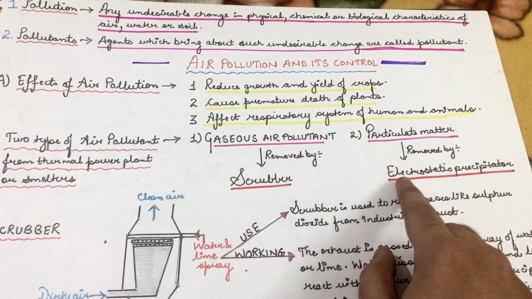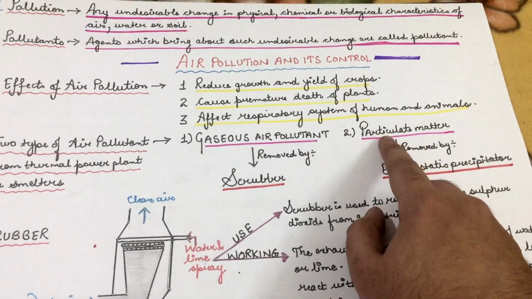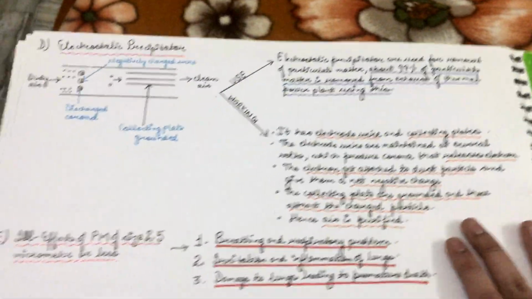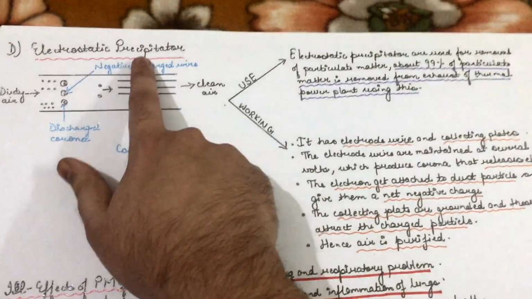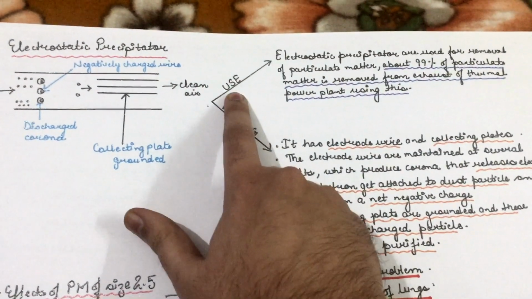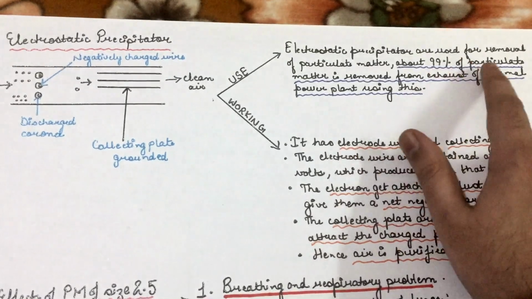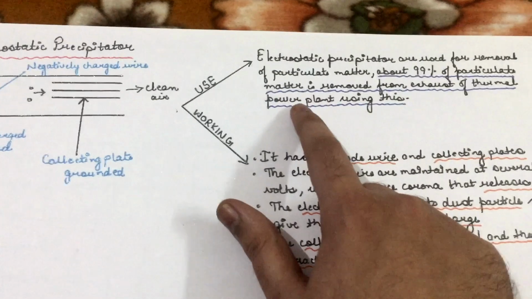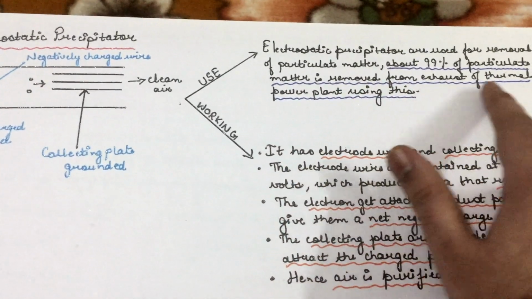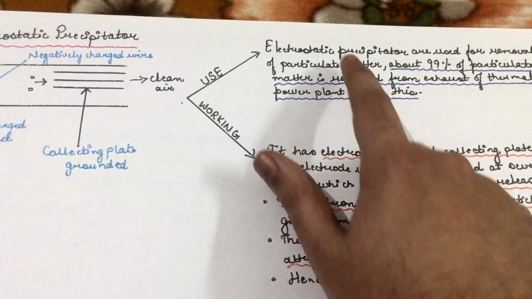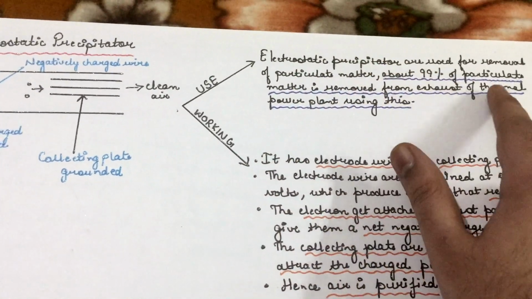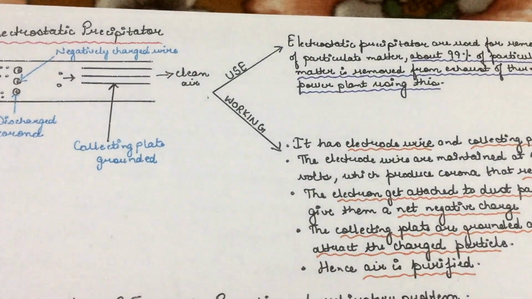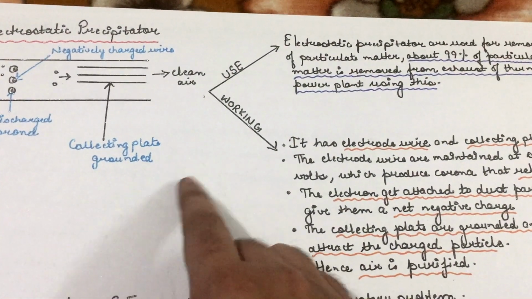Now let us look at how the electrostatic precipitator removes particulate matter. It is used to remove particulate matter pollutants. About 99% of particulate matter is removed from the exhaust of a thermal power plant using an electrostatic precipitator, whereas gaseous air pollutants are removed with the help of a scrubber.